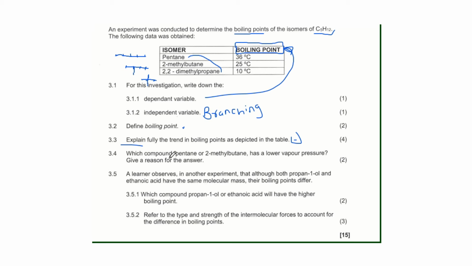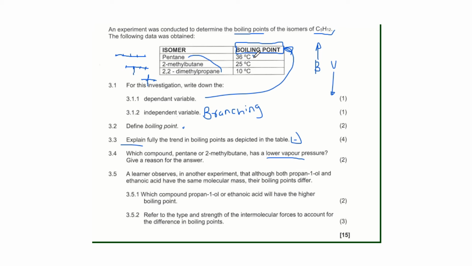And then 3.4, it says, which compound, pentane or 2-methyl butane, has a lower vapor pressure? I said vapor pressure, the relationship between boiling point and vapor pressure is that when boiling point goes up, vapor pressure goes down. That's the relationship we have, right? So in other words, which one between pentane and 2-methyl butane has a lower vapor pressure? This means the one with a lower vapor pressure is the one with the higher boiling point, right? Because when vapor pressure is low, boiling point should be higher. So which one is it?